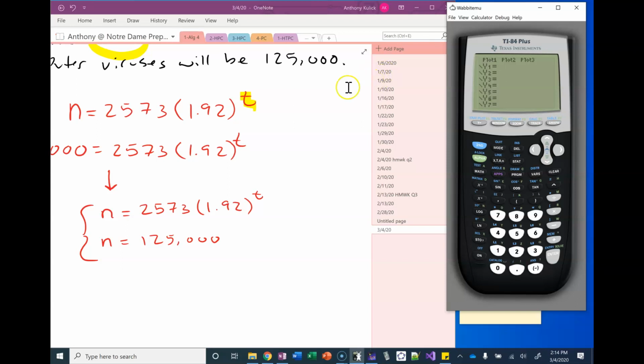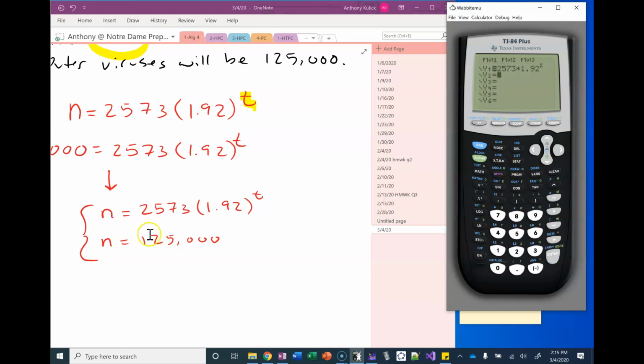Okay. So let's start typing in our equation. So in place of n, I'm going to instead type the y. That's already on my calculator for me, right? It says y equals. So I'll do 2,573 times 1.92 to the, and instead of the t, I'm going to use the letter x, because when I'm graphing on my calculator, that's the variable name we have to use.